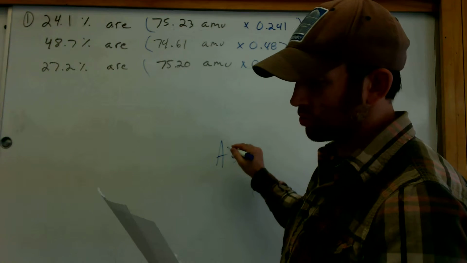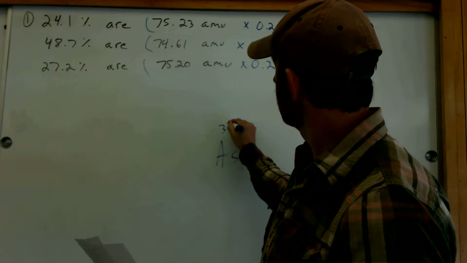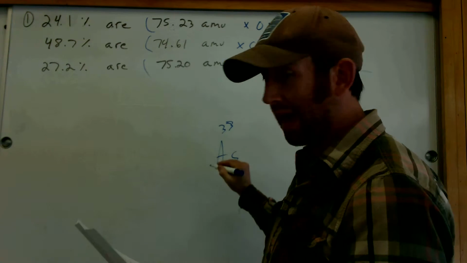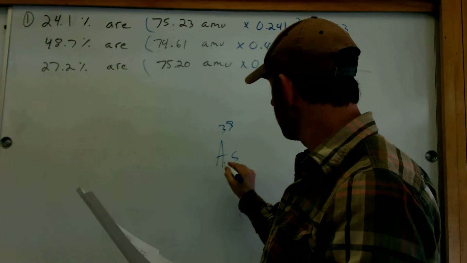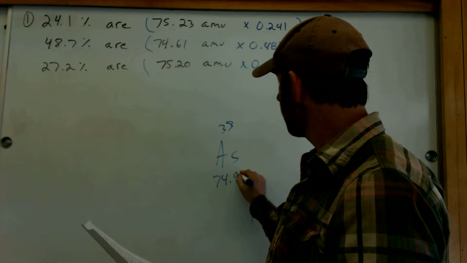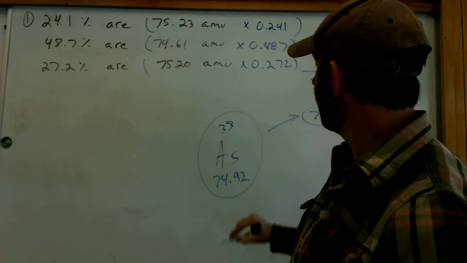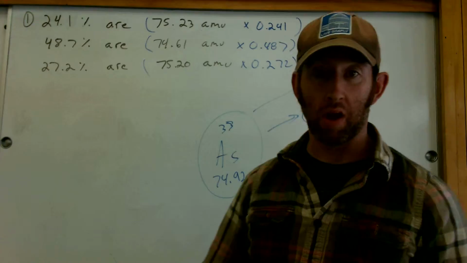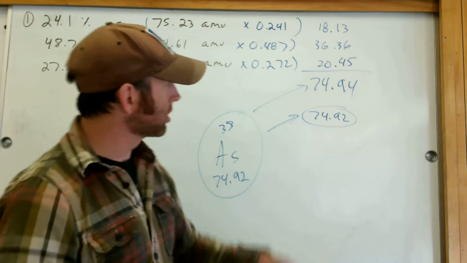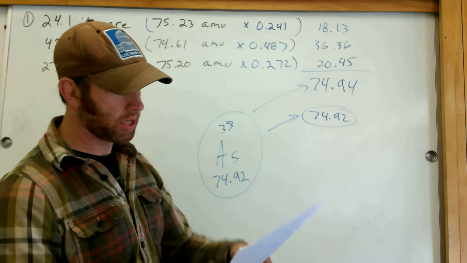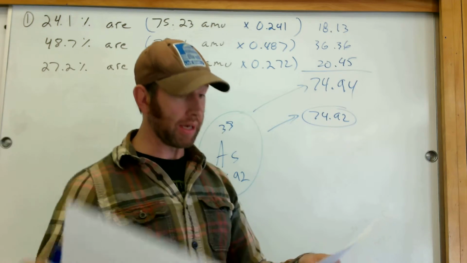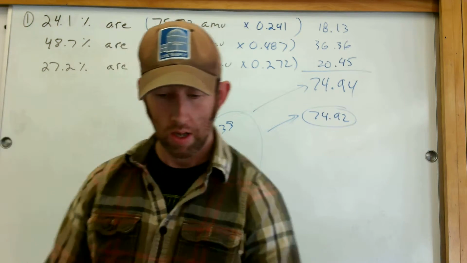Okay, symbol As, which is number 33, has an average mass of 74.92. That is definitely matching up well with that value and pretty darn close to that value. All right, so looks like my math makes sense. So the answer to number one, letter B, is arsenic.